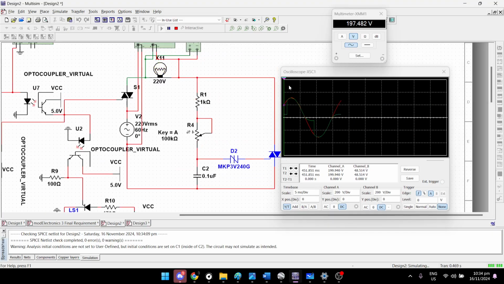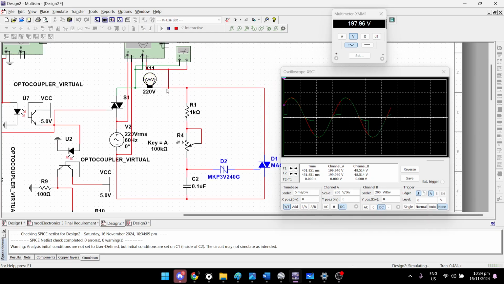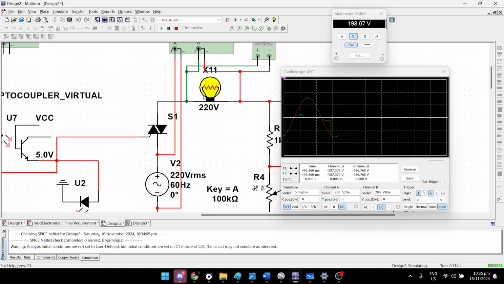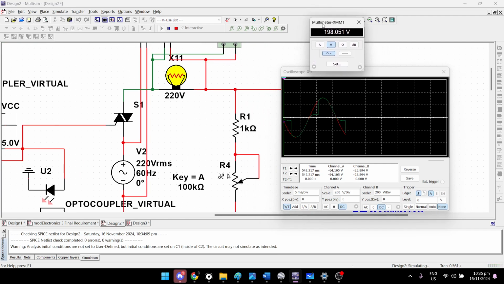So you can see that, for example, we're using a lamp right now, but if this was a motor, then the speed or the RPM of the motor will change with the voltage right here. And that's the controller that I was talking about.